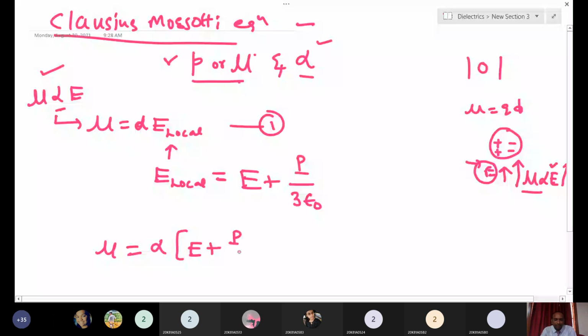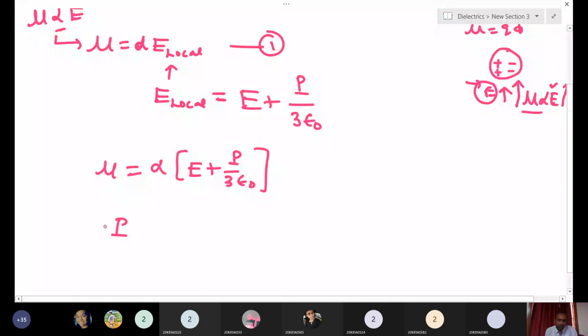After that, we have one more equation, that is polarization. What is the formula of polarization? Mu is the dipole moment. You can write small p also, but you will confuse polarization and dipole moment. That's why I am not writing small p. You proceed with mu. What is the polarization? Dipole moment per unit volume.